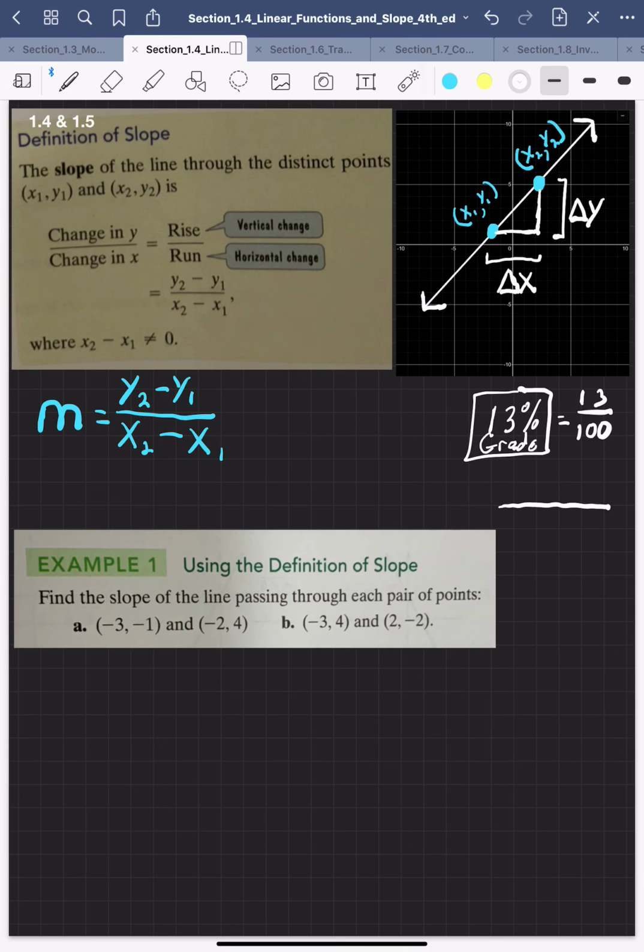for every 100 feet you travel on the road, you could expect a rise of 13 feet. Right? So for every run of, let's say, 100 feet, you would expect a rise of 13 feet. And that's trying to tell you the steepness that you're going up. And that is pretty steep, by the way. If you're going up or down, the slopes could be negative or positive.